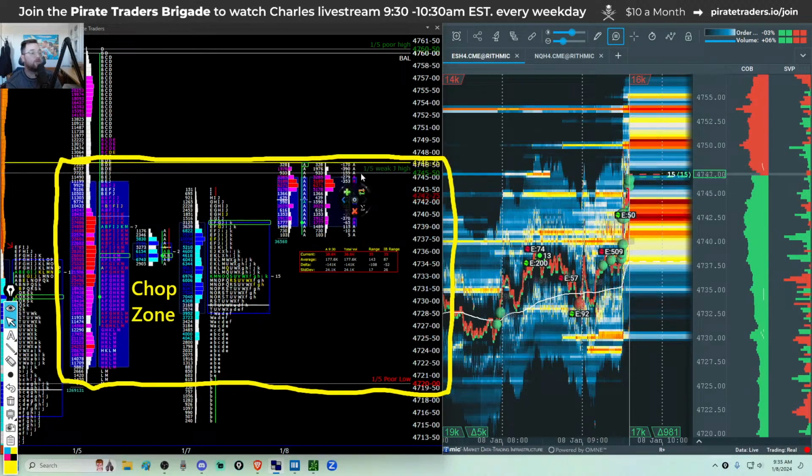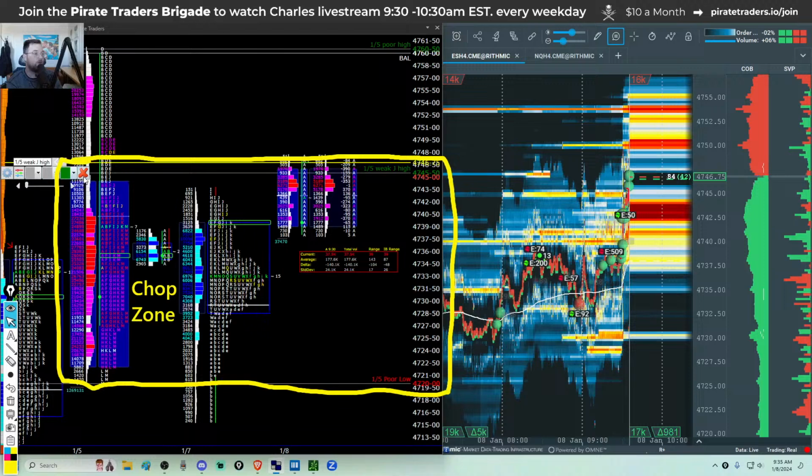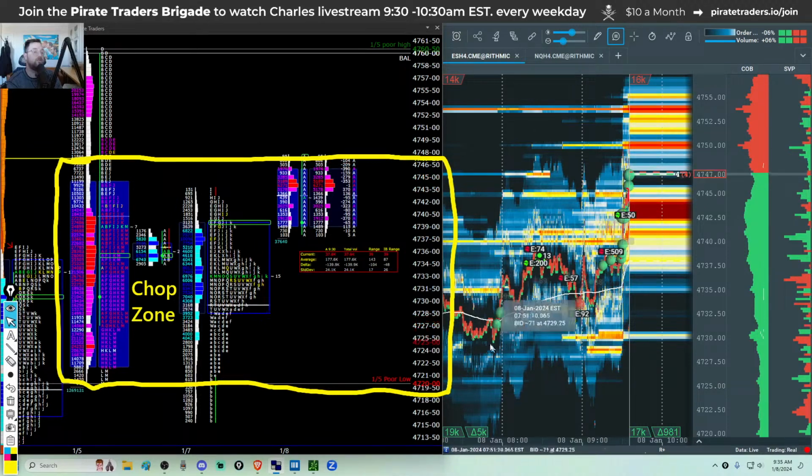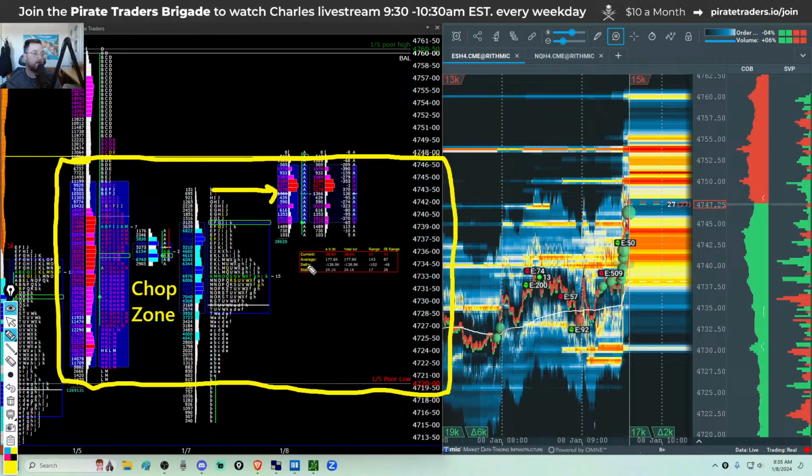Okay, so there is the repair of the weak reference at 45. So here is where we find out, do we really have the buyers? If we do, they should be able to hold support at 47.43. If they fail, more chop.